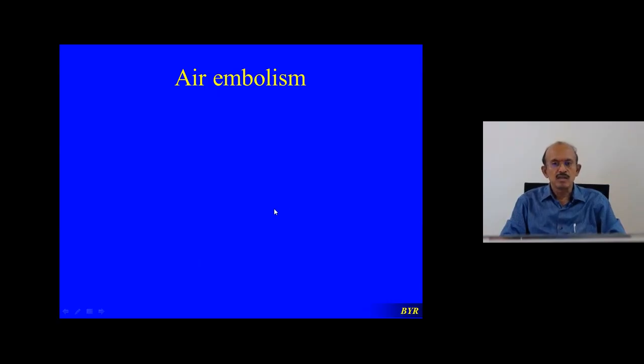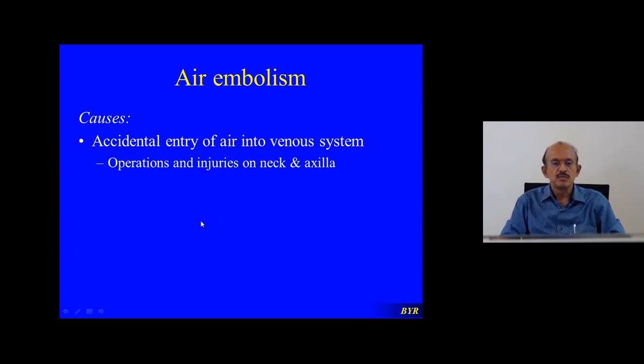Next is air embolism. It is caused by accidental entry of air into the venous system, like in operations and injuries on the neck and axilla. Why? Only operations and injuries on the neck and axilla predispose to air embolism, not those on the lower limbs or the abdomen.